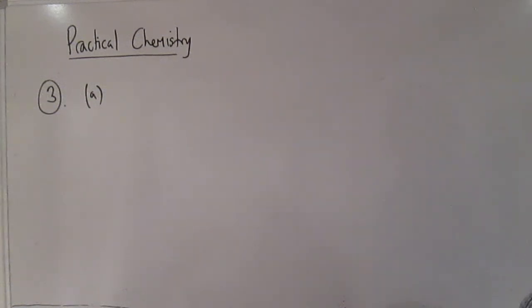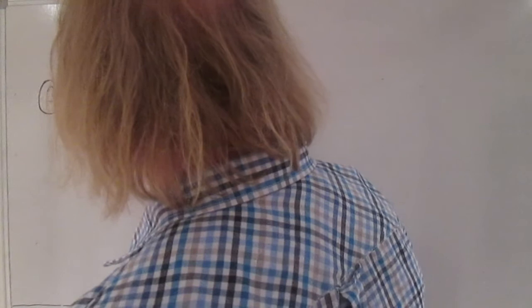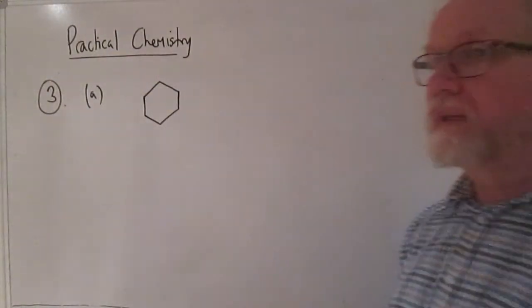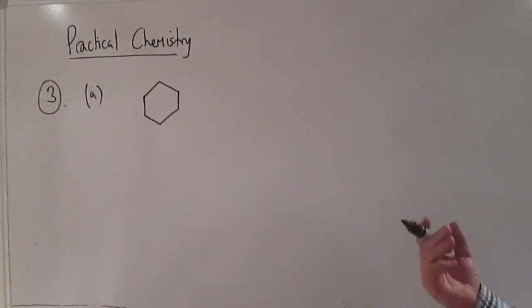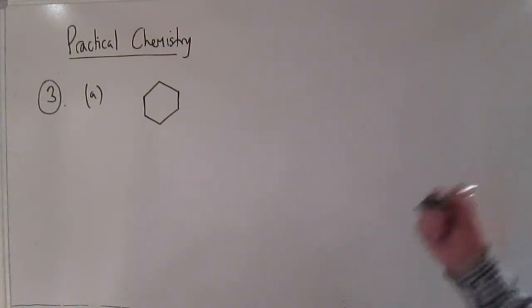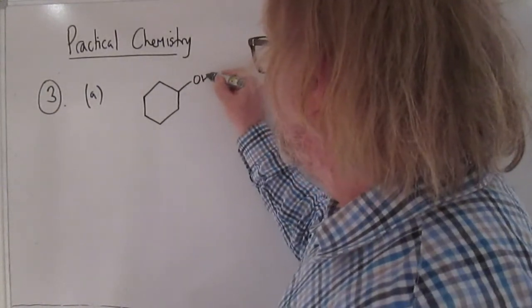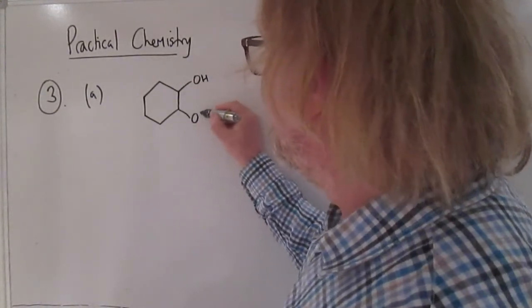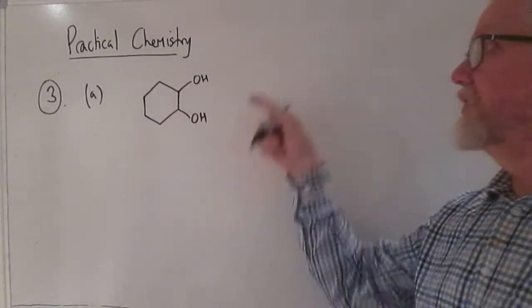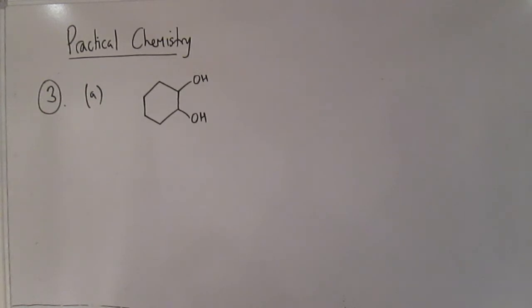In question 3 then, we're starting off with this compound cyclohexane 1,2-diol. So it asks us for the structure. Cyclohexane is a ring of 6, and a diol means 2 OH groups. And 1,2-diol means if one of them is on carbon 1, the other is on carbon 2. So the whole molecule is a diol because it has 2 OHs. One's on carbon 1, one's on carbon 2.